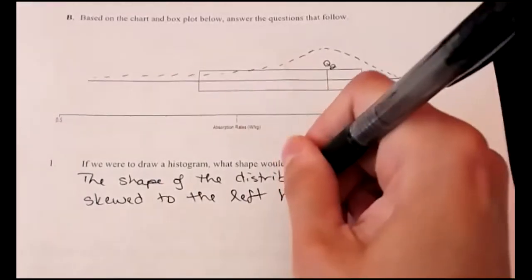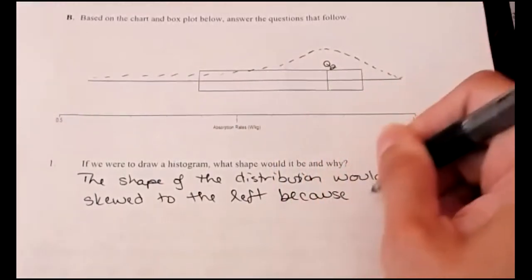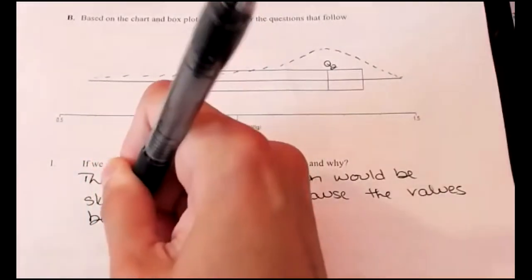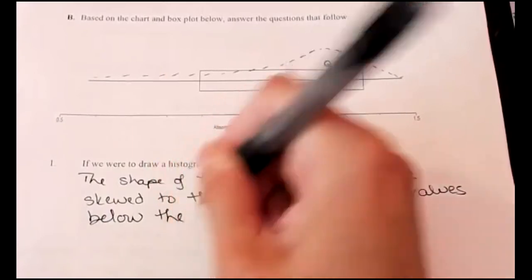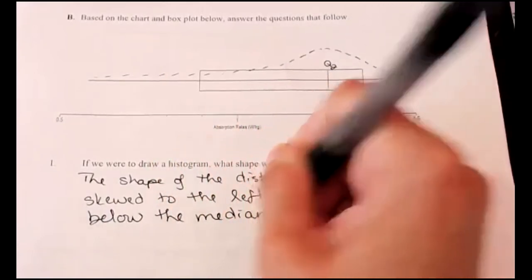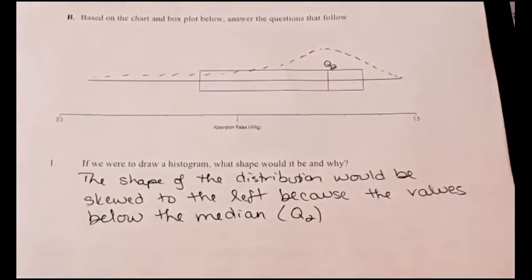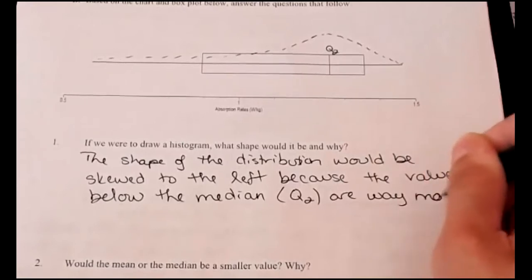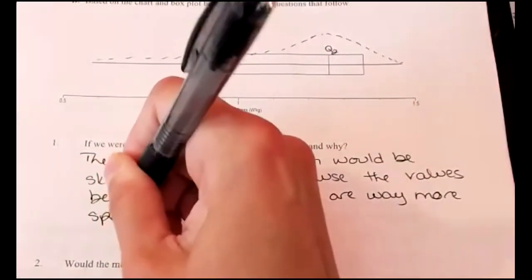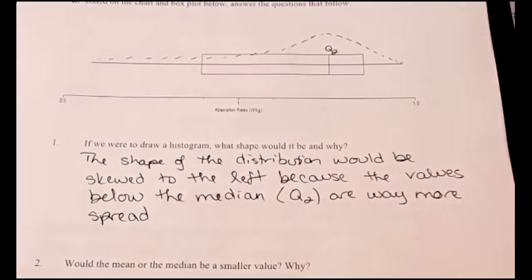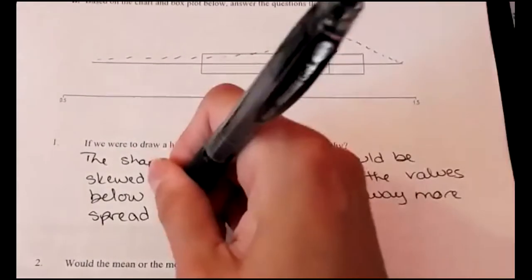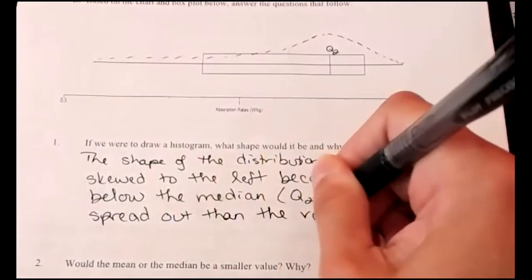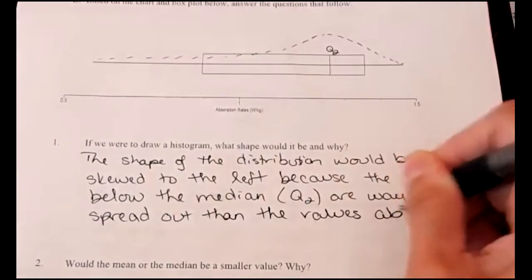And I'll say because the values below the median or Q2 are way more spread out. I'm sure that's not scientific, way more spread out or whatever, than the values above the median.